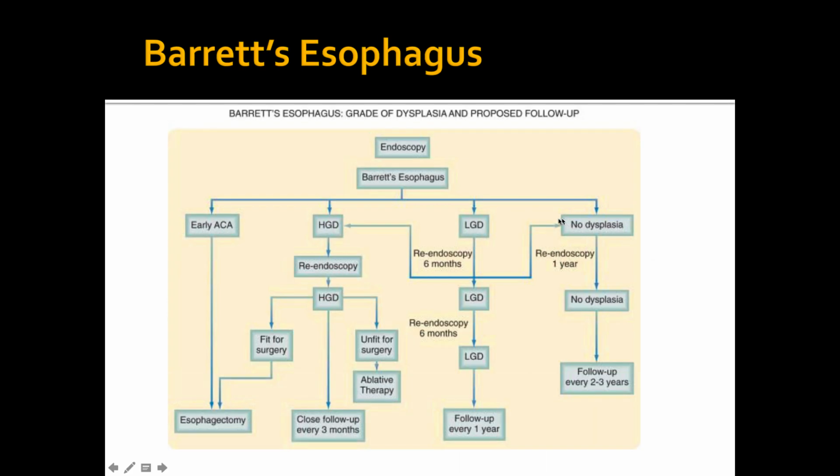This treatment algorithm or management algorithm for Barrett's esophagus can be helpful. So in patients with no dysplasia or low-grade dysplasia, all you need is surveillance, whether it's every year or every other year. When you get to high-grade dysplasia or early adenocarcinoma, you want to be pretty aggressive. So the algorithm kind of leads towards esophagectomy.